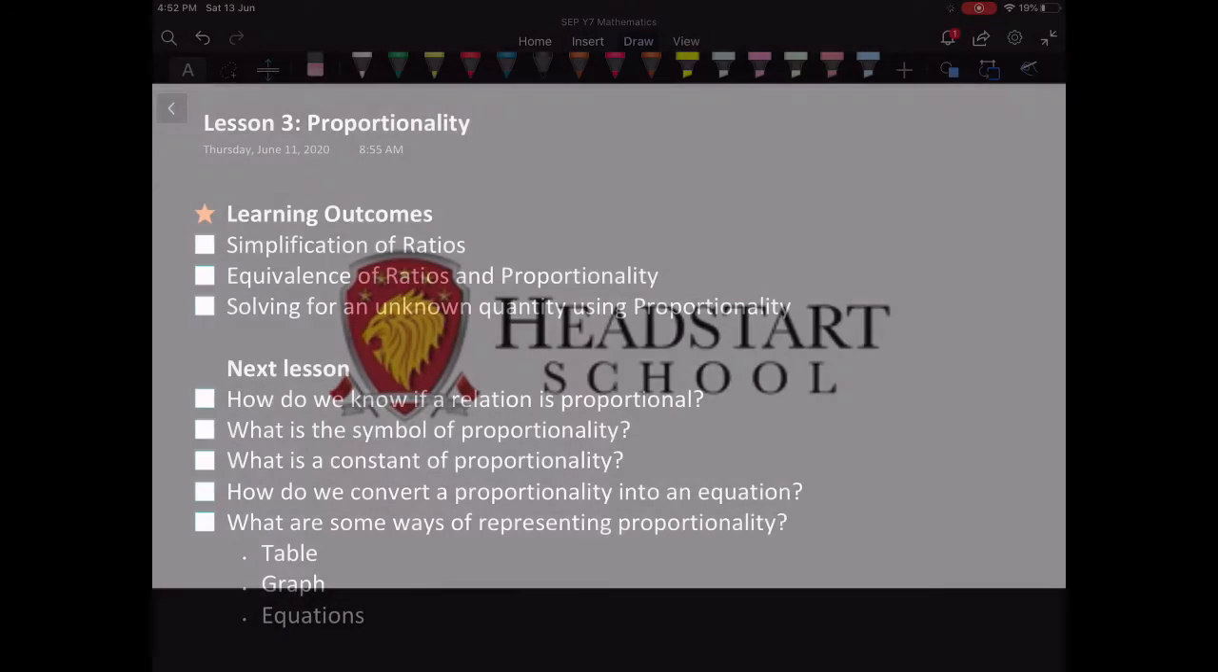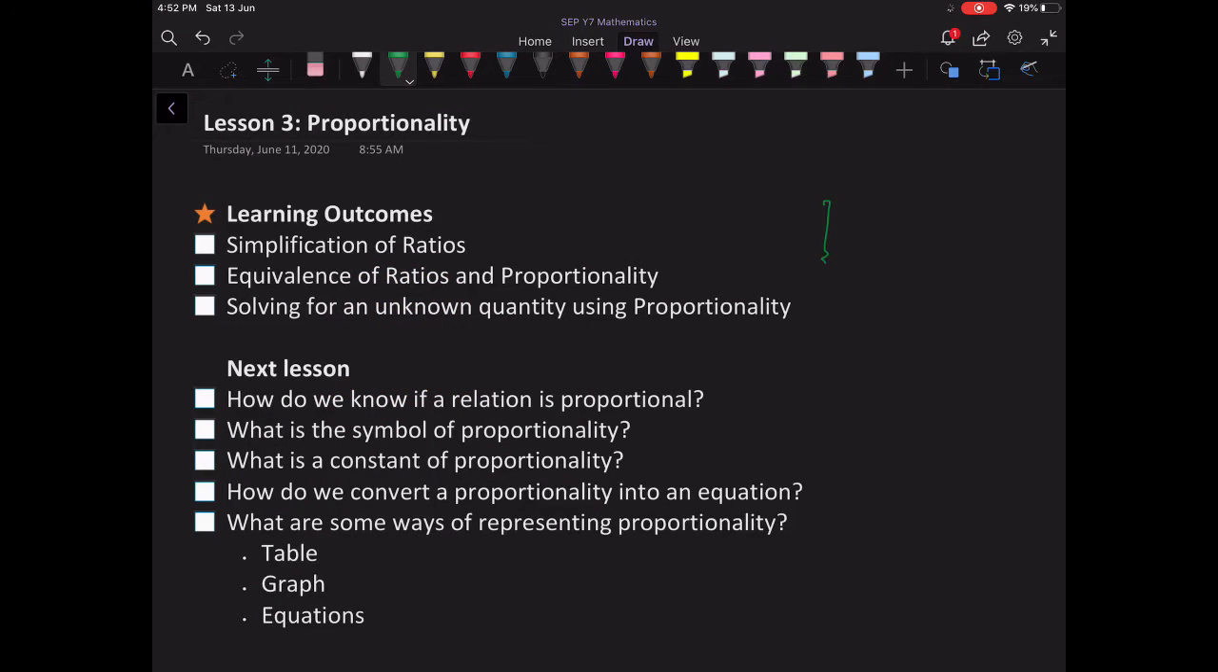Welcome to lesson number 3, Proportionality. Our learning outcomes for today are simplification of ratios, equivalence of ratios and proportionality, and solving for unknown quantities using proportionality.